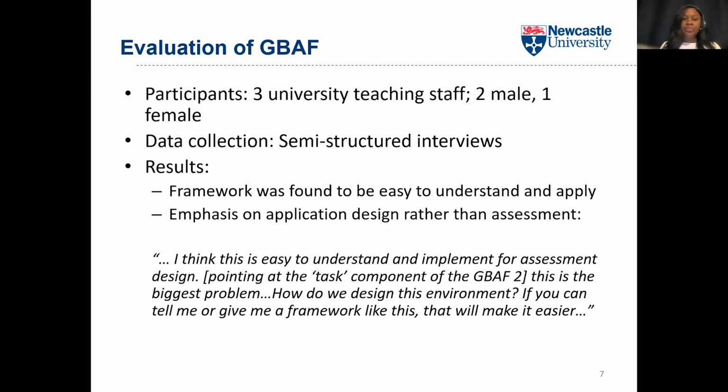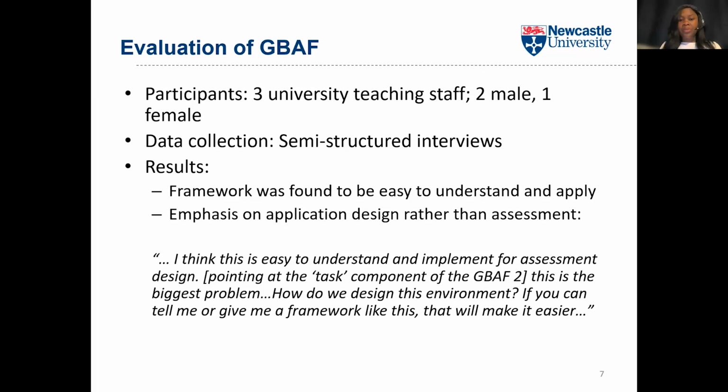The results from the evaluation showed that the educators found the framework easy to understand and apply. However, there was a lot of emphasis on the design of the application or immersive application rather than on assessment. Here is a quote: "I think this is easy to understand and implement for assessment design," pointing to the tasks in the game-based assessment framework.